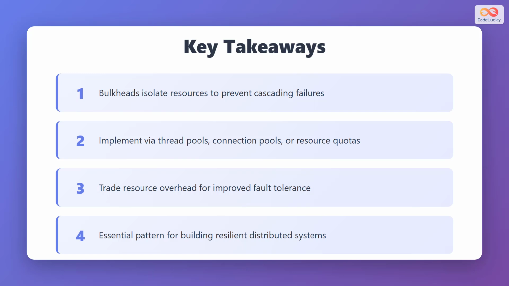Let's recap the key points. First, bulkheads isolate resources to prevent cascading failures from spreading across your system. Second, you can implement them through thread pools, connection pools, or resource quotas. Third, you trade some resource overhead for significantly improved fault tolerance and resilience. Fourth, and most importantly, the bulkhead pattern is an essential technique for building reliable distributed systems that can handle failures gracefully.